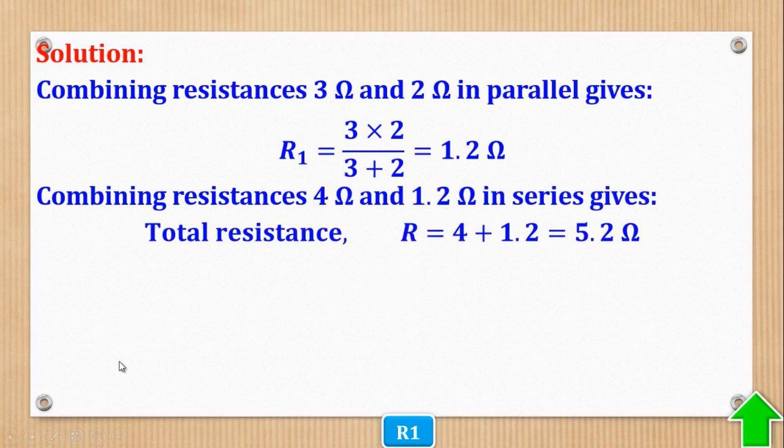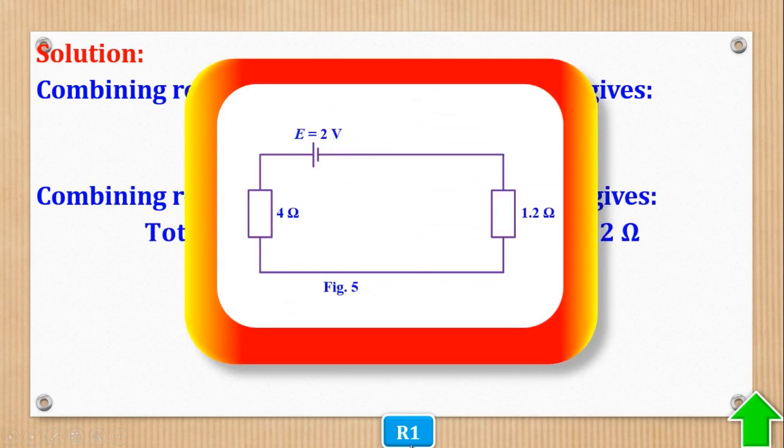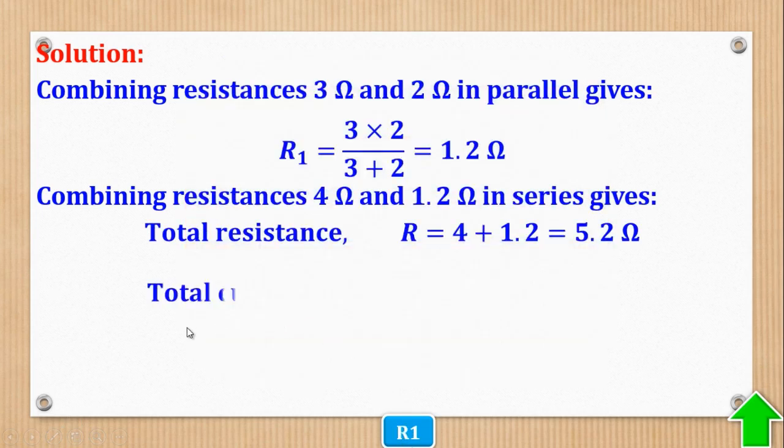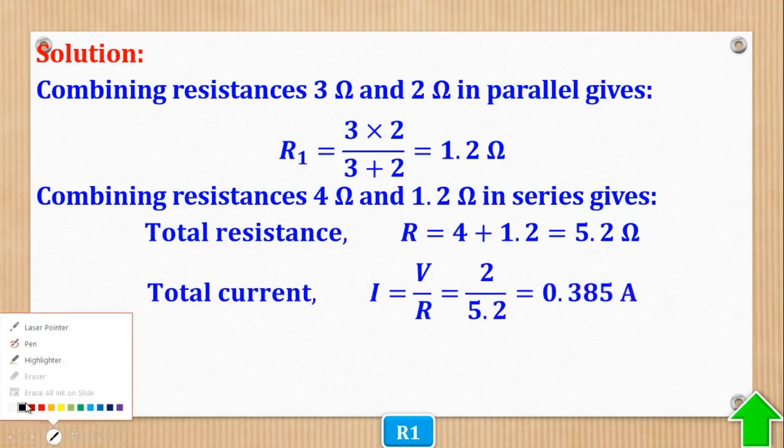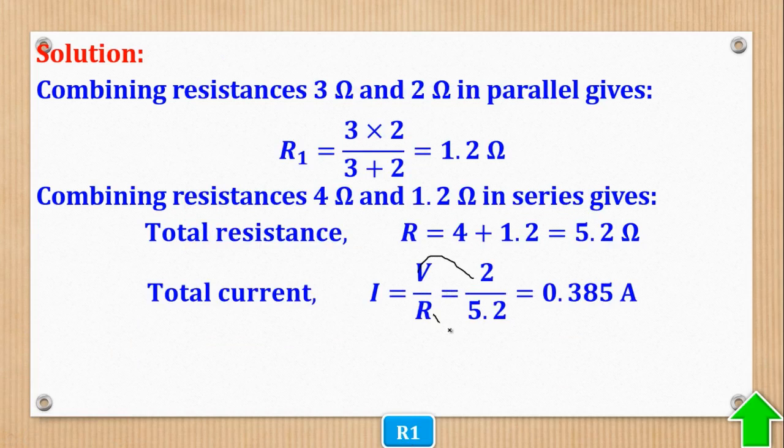Okay, and now that we have total resistance and total PD, remember total PD was 2 volt, it implies that we can get total current from V equal to IR, implying that I is equal to V over R. V is that, R is that, to give you that as the current. So that will be the current through the 4 ohm resistor.